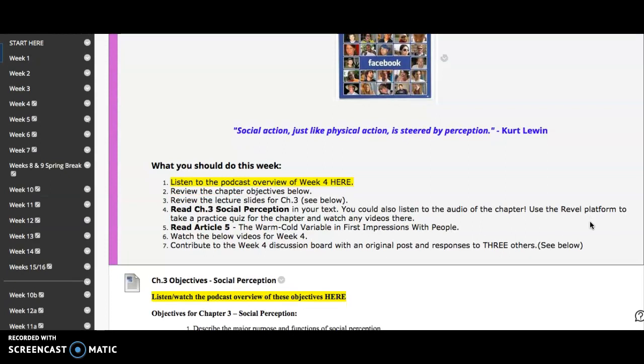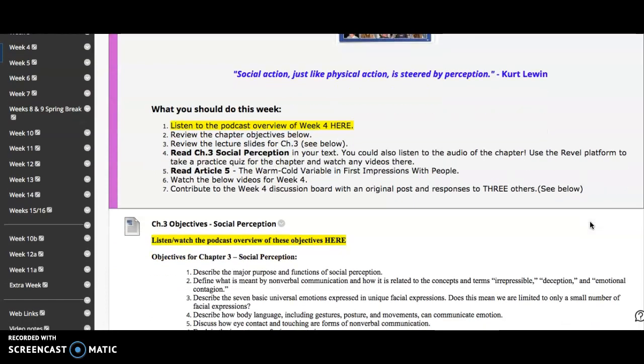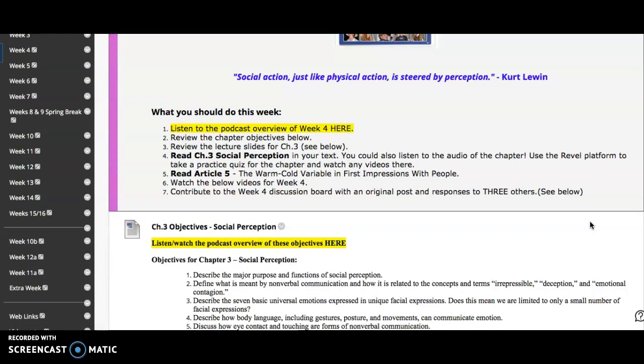And just again, you want to make sure that you're doing the things in the order that I put them. That makes the most sense for working through the material and having everything flow in the order that we would normally be doing it in class if we were in person. So let's just go through what we have here.